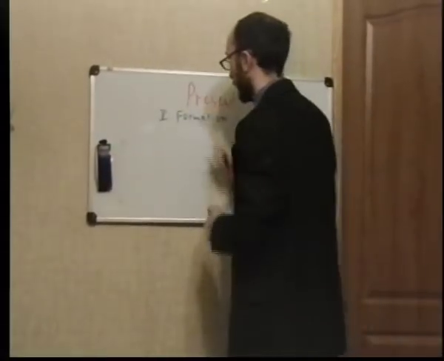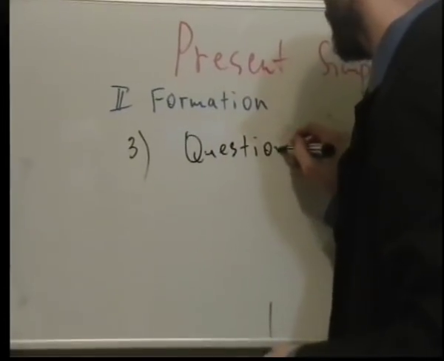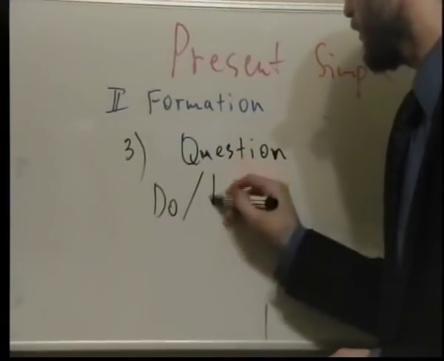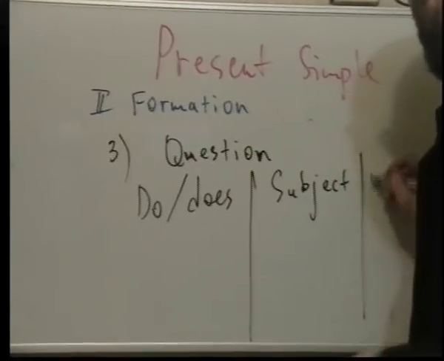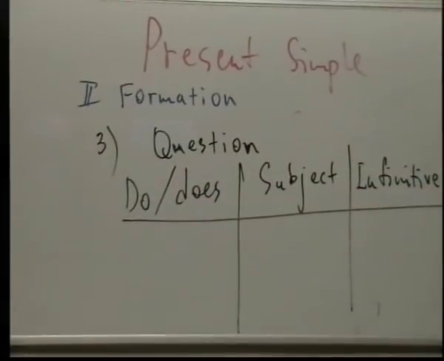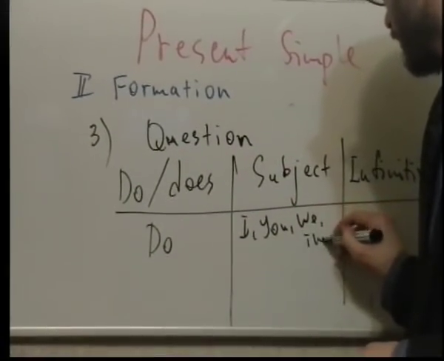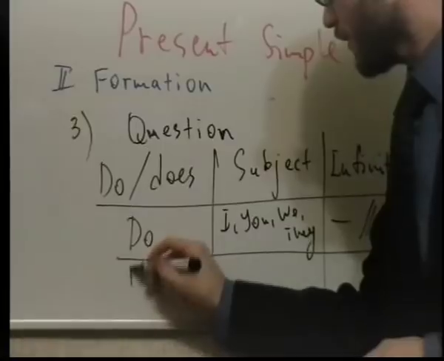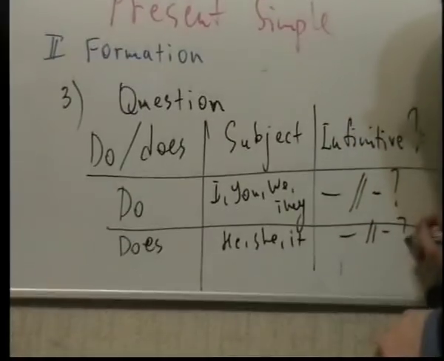Next part, next variant of the sentence, it's a question or question sentence. Вопросительное предложение. Question. Question forms three elements: do or does, auxiliary verb, вспомогательный глагол, subject, and infinitive. Question mark at the end. So we have following: do, I, you, we, they. Here infinitive. Infinitive is the first form of the verb. And second variant: does, he, she, it, infinitive.